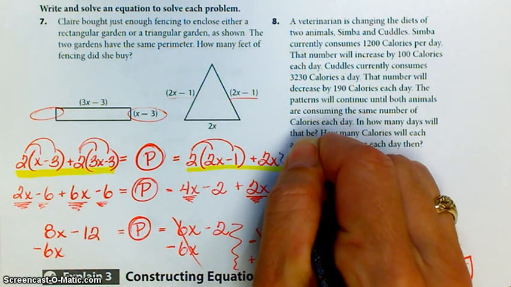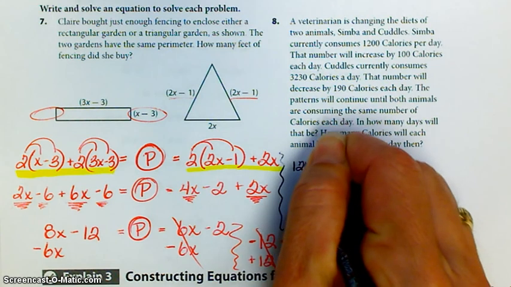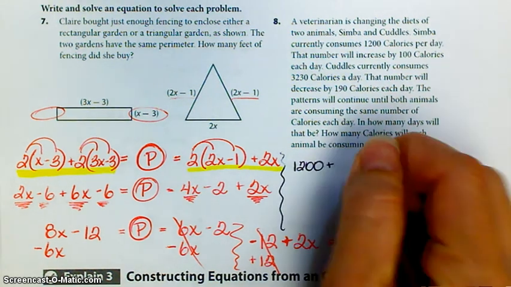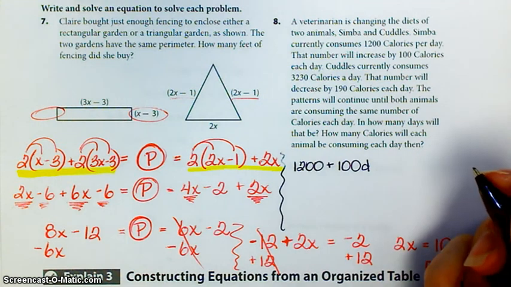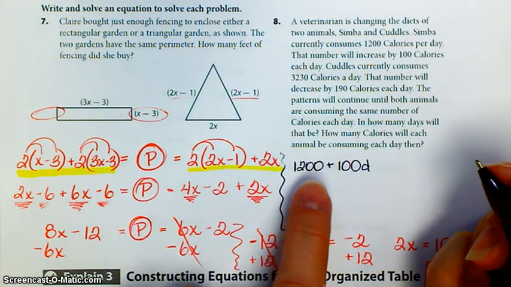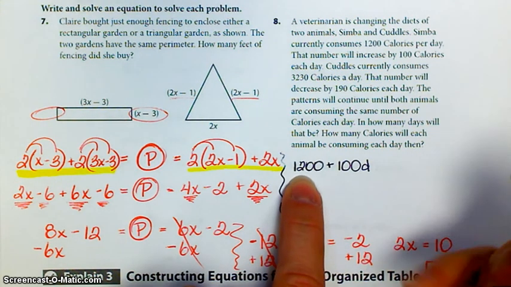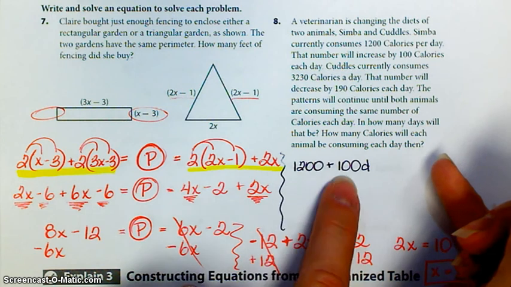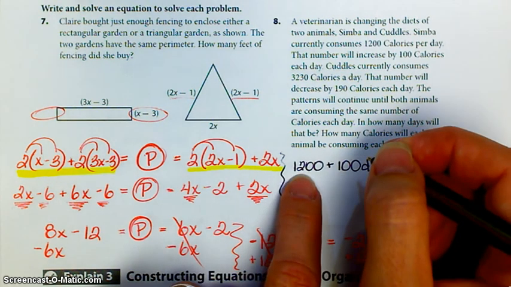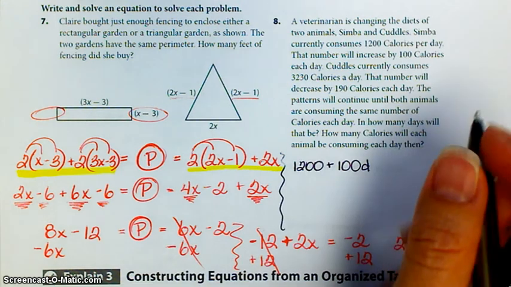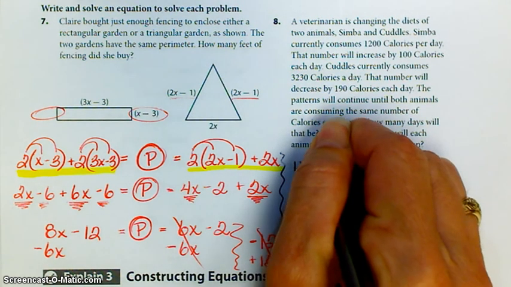So Simba is going to be 1,200 calories plus 100 calories more each day. So like the day that they start, maybe it's 1,200. The day after, it's 1,200 plus 100. After 2 days, it'd be 1,200 plus 200, etc. Okay, so that's for Simba.